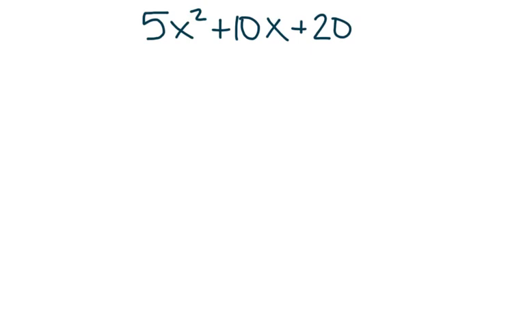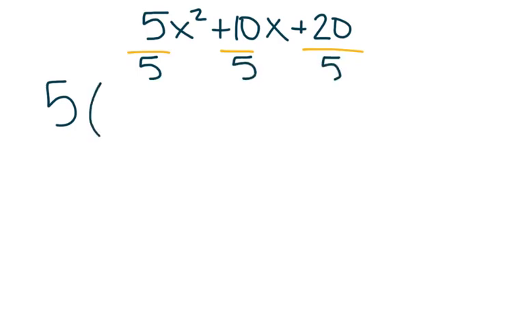Alright, same thing as the last one. We're looking at all three terms. What's the biggest number that they're all three divisible by? It's 5. So I'm going to take out a 5, which means I'm going to divide each term by 5. So 5x squared divided by 5 is x squared. 10x divided by 5 is 2x. And 20 divided by 5 is 4.